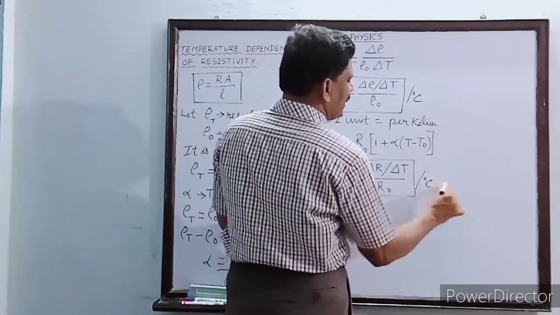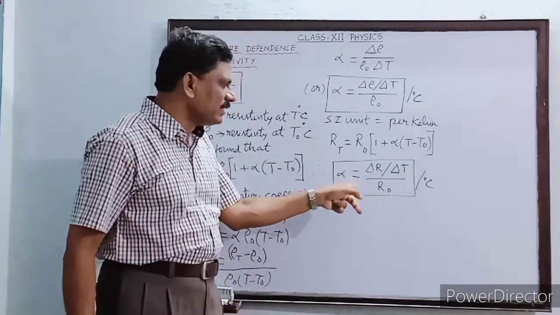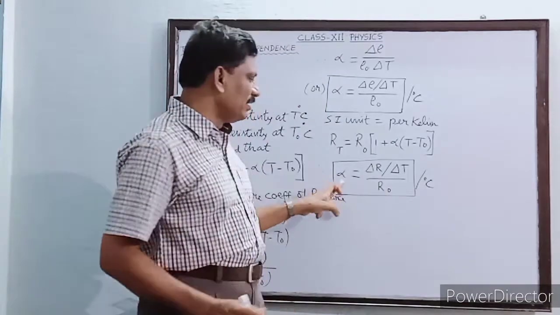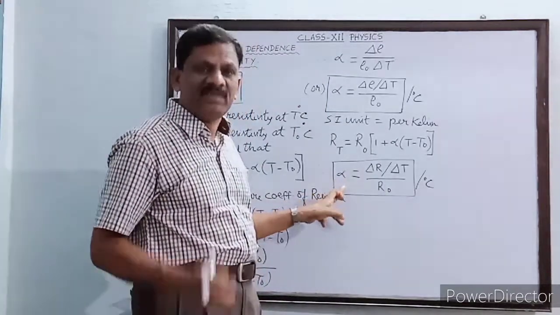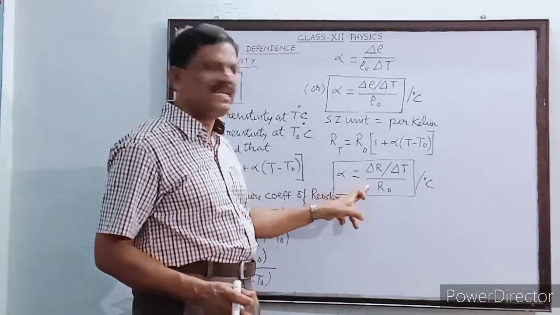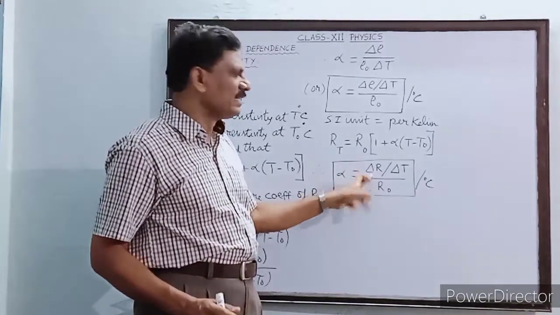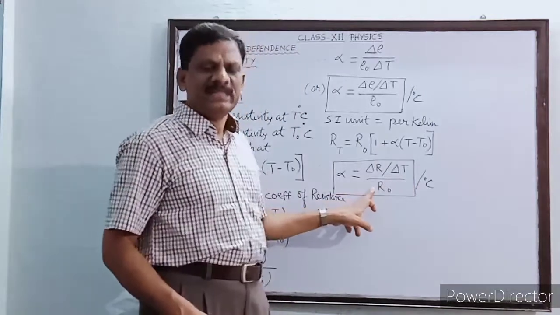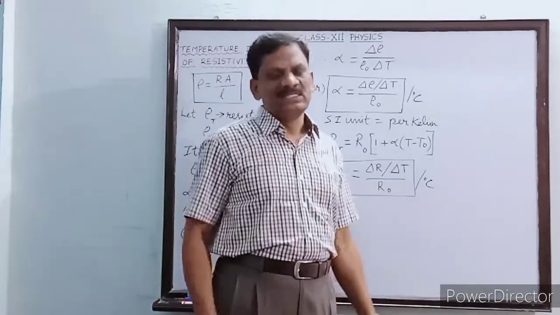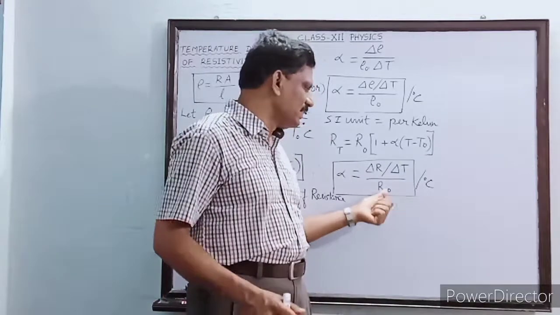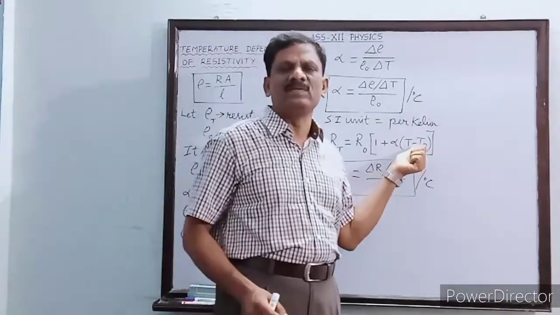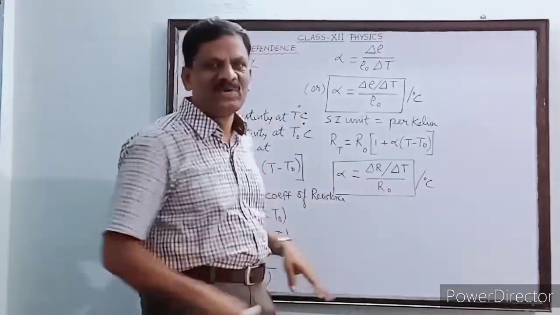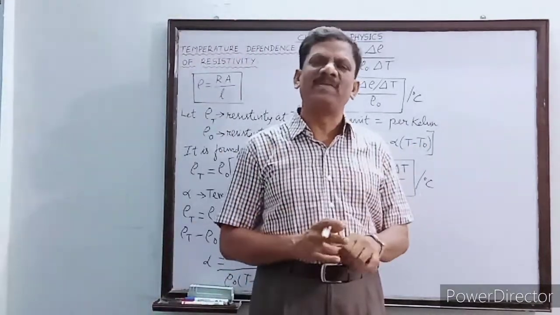per degree Celsius. So if you look at this equation, how to define alpha once again? Alpha, the temperature coefficient of resistance, is defined as the ratio of the increase in resistance per unit increase in temperature to its resistance at a temperature T0 degree Celsius. Mostly in numerical problems, this temperature T0 will be given as 0 degree Celsius only, in competitive exams and all. So have you all understood what is meant by temperature coefficient of resistance?